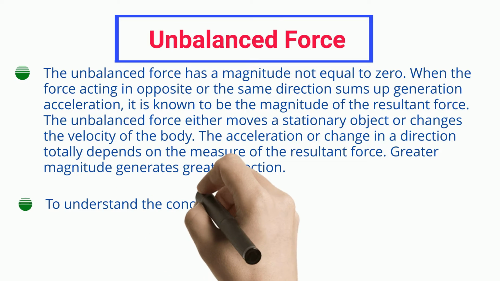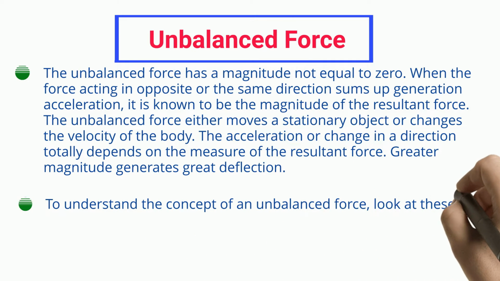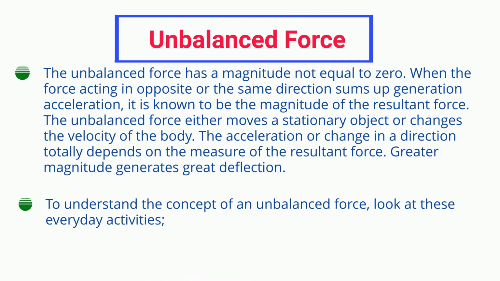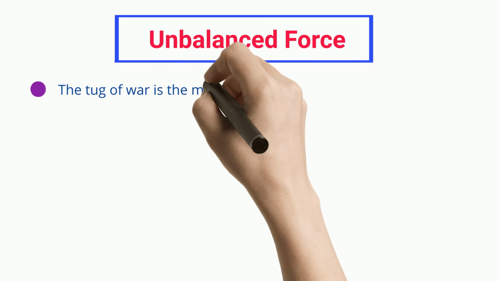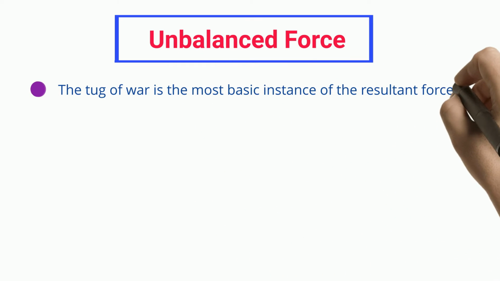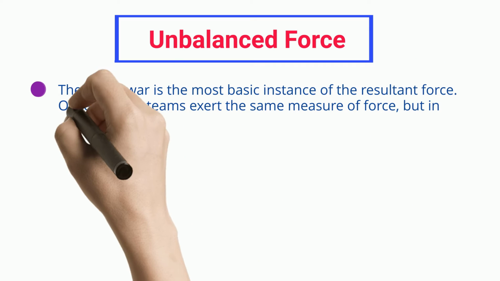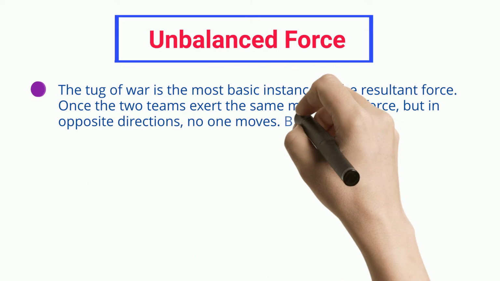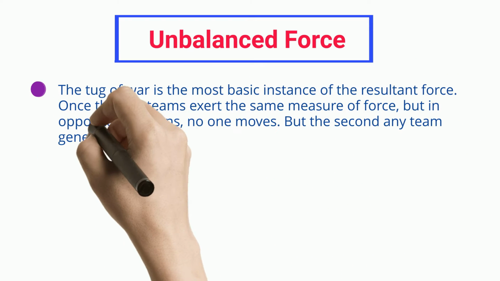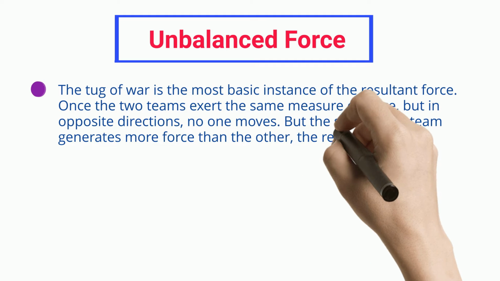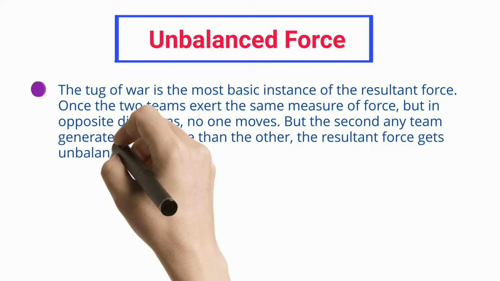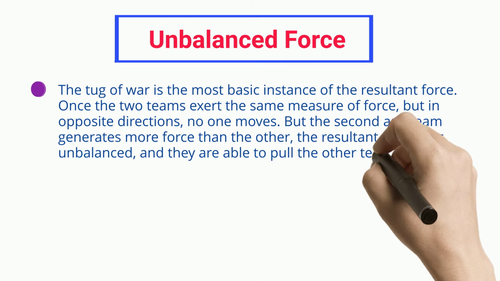To understand the concept of an unbalanced force, look at these everyday activities. The tug of war is the most basic instance of the resultant force. Once the two teams exert the same measure of force, but in opposite directions, no one moves. But the second any team generates more force than the other, the resultant force gets unbalanced, and they are able to pull the other team.